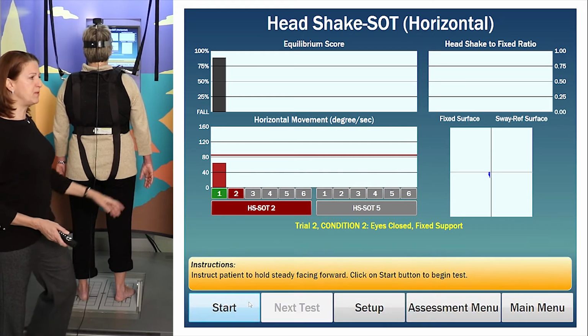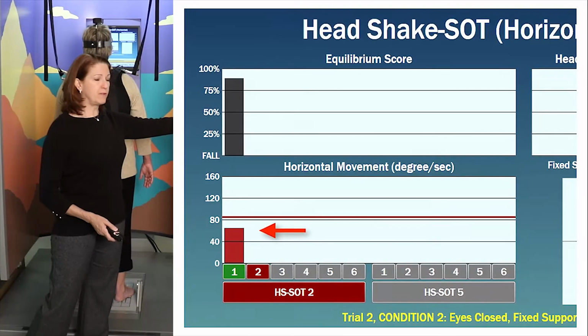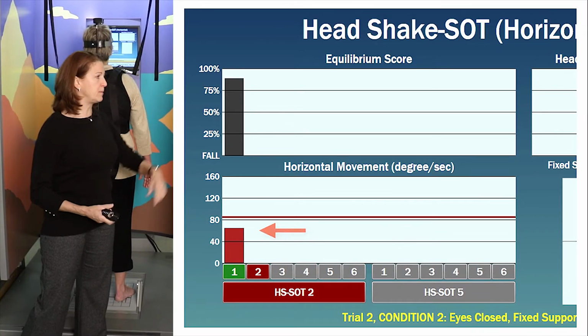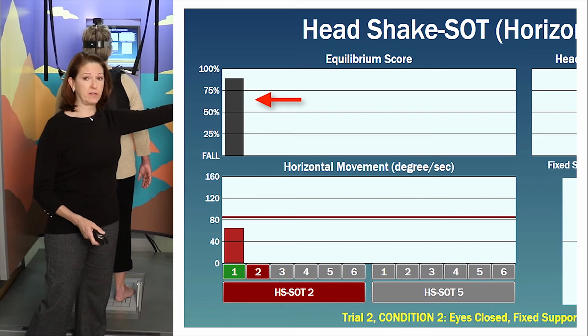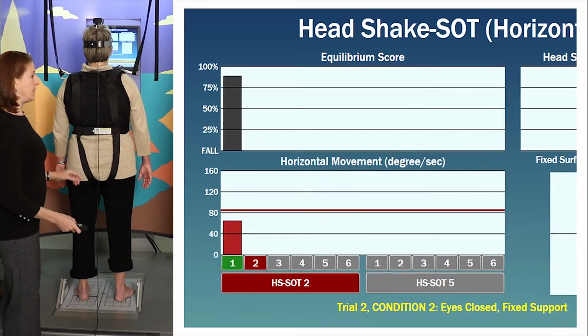Nice. So her head movement was a little bit slow on the first one, so I'm going to try to speed her up a little bit on the next one. Her stability score, equilibrium score, was quite good. So let's see how you do on this next one.